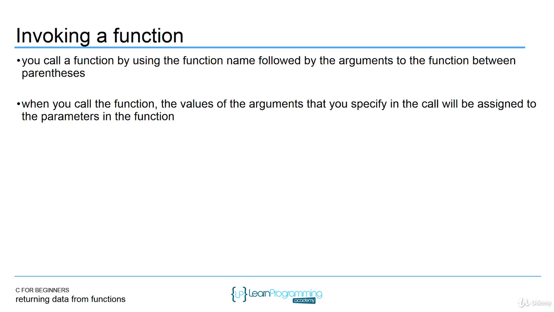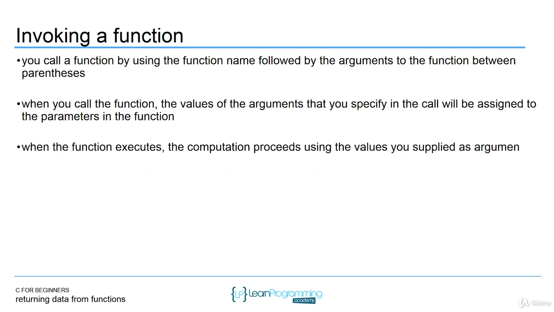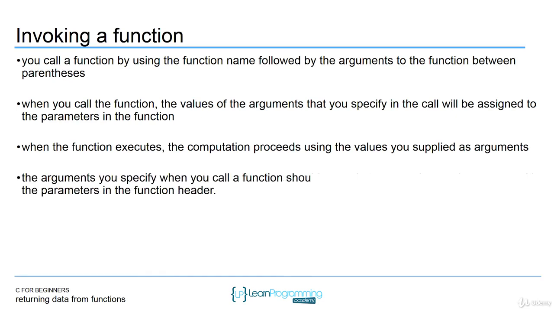When you call the function, the values of the arguments that you specify in between the parentheses are going to be assigned to parameters inside the function. The parameters are represented as variables with a data type. You can then use that variable inside the function body. When the function executes certain code, it will use those values supplied as arguments.